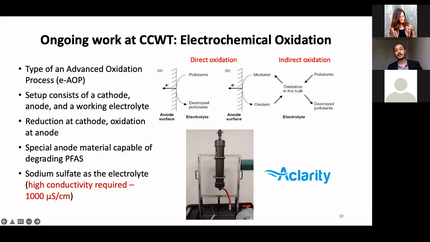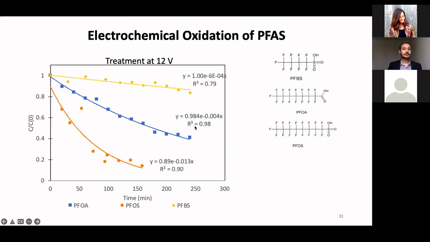We are collaborating with a company called Aclarity, who have a special anode material that's capable of degrading PFAS. And we have used an electrolyte of sodium sulfate to induce high conductivity to induce these reactions. Two types of oxidation can occur in the anode material. You could have direct oxidation of PFAS, where PFAS can come into contact with the anode and get destroyed. Or you have a mediator that produces an oxidant, and the oxidant can react with PFAS to break them down. And here is some preliminary data to show that this system is actually effective in treatment of PFAS.